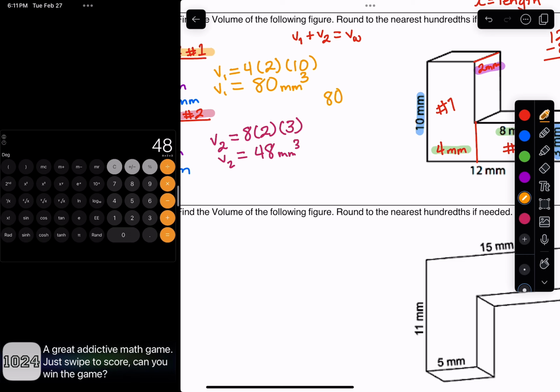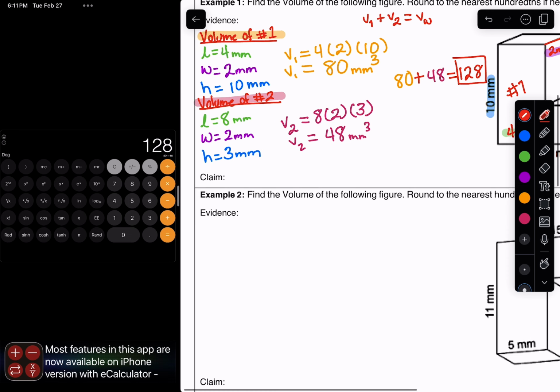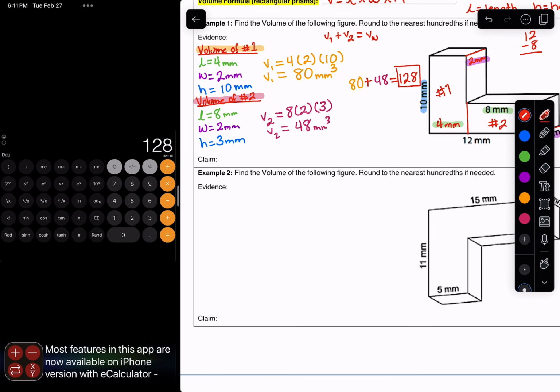This is going to be 80 plus 48 equals 128. So that's going to be our total volume for the figure. So our claim is going to say the volume is 128 millimeters cubed.